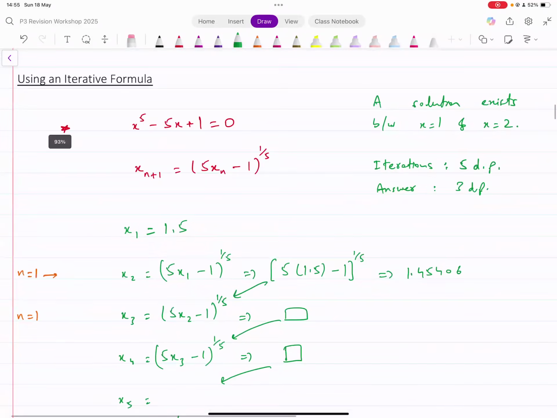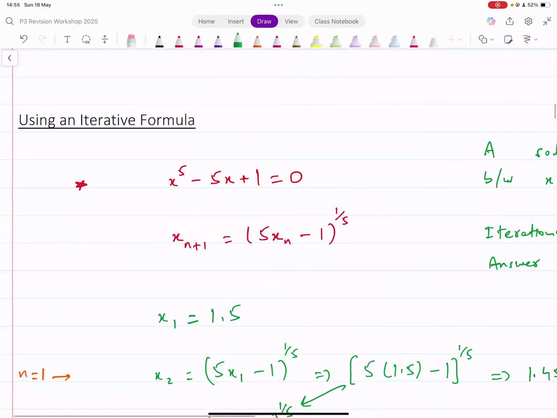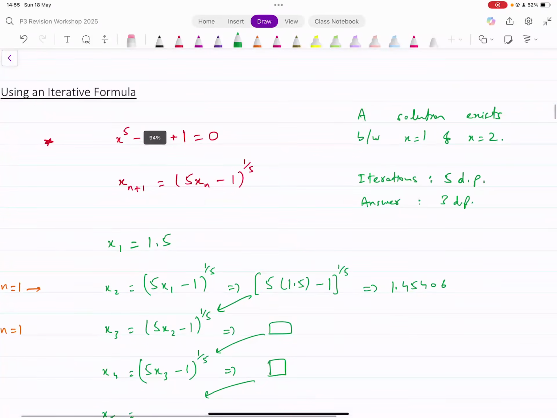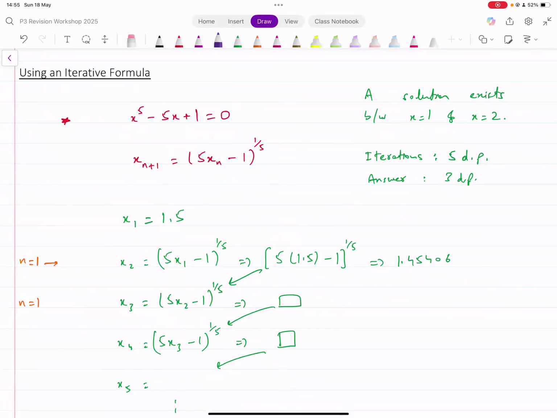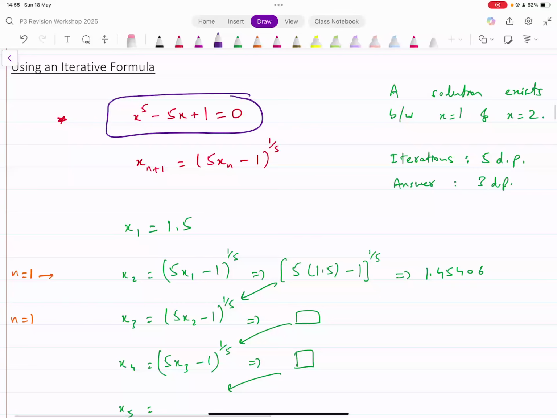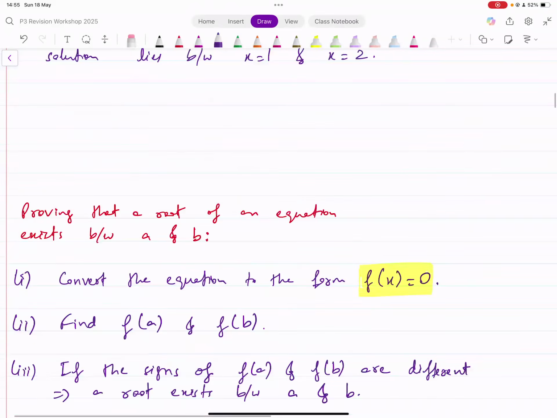Now, how do we actually find that solution, right? For that, we have this process that we call iteration. Now, first of all, let's understand how to use an iterative formula. We'll understand where this comes from later on, but how to use this formula? Let's say you've got this equation, x power 5 minus 5x plus 7 equal to 0. It's the same equation that we were talking about here.